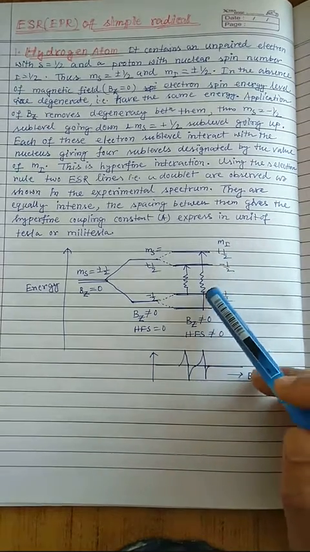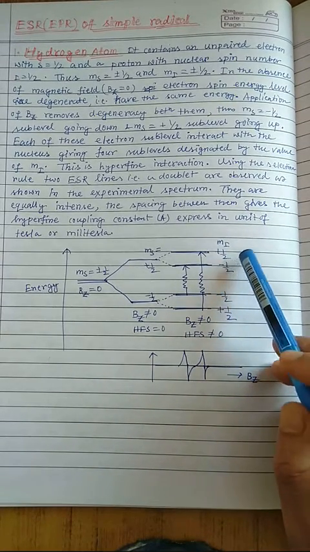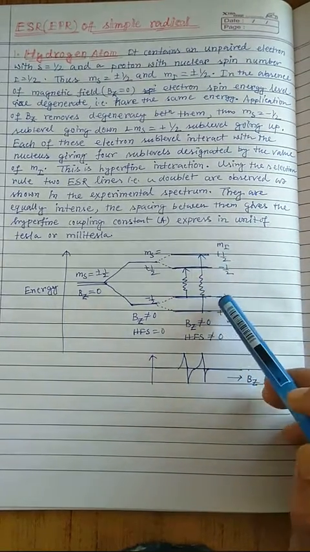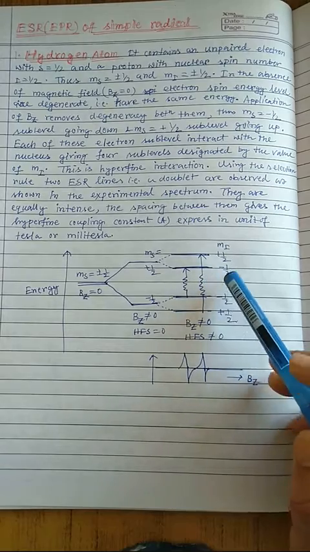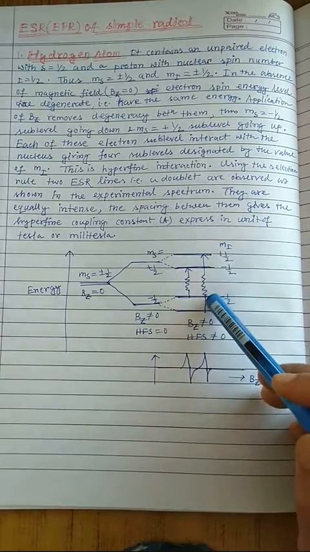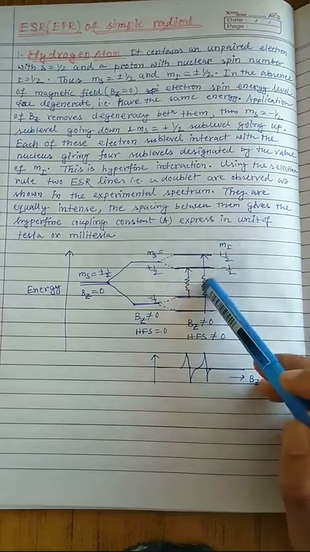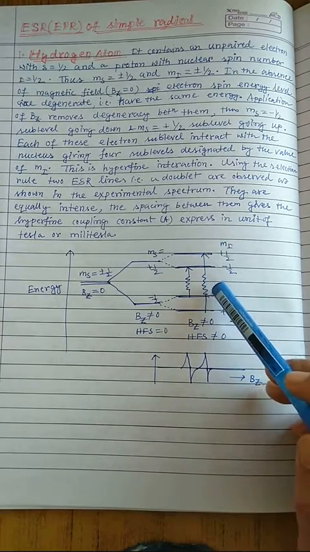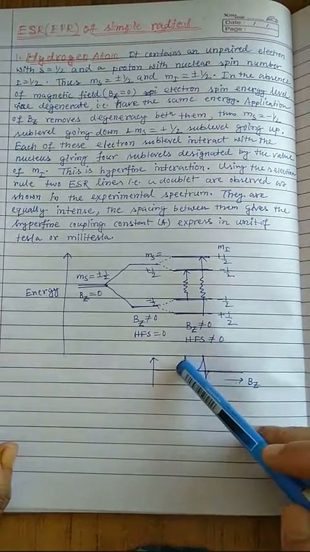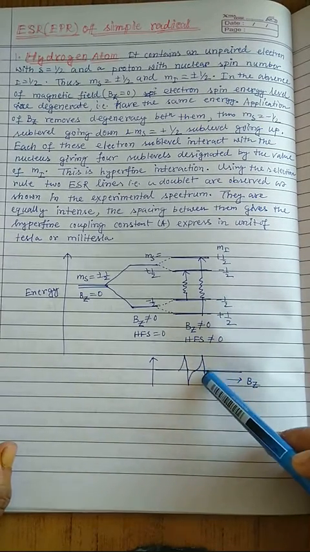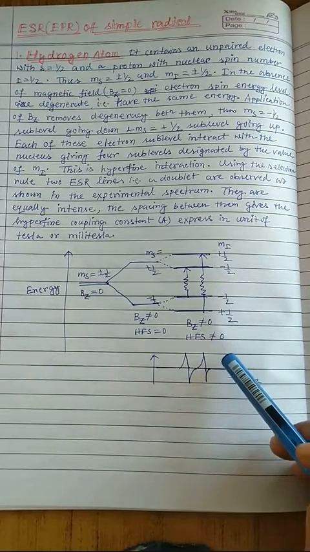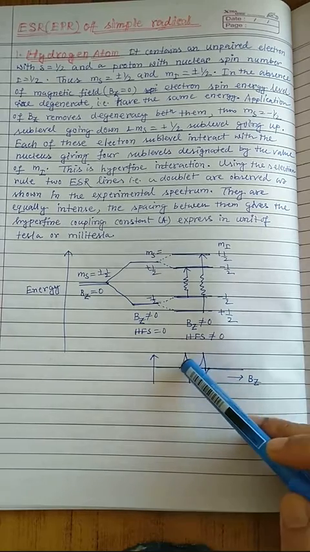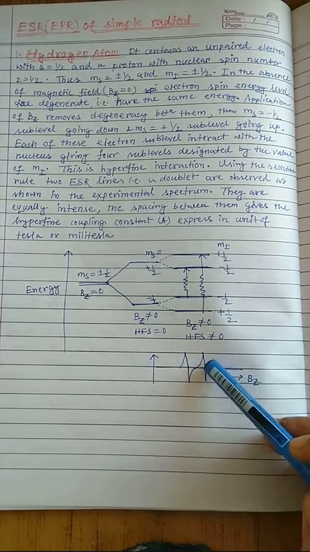Now there are two possible transitions. Keep in mind that delta mi should be 0. So minus half to minus half is one possible transition, and plus half to plus half is another possible transition. Though it looks like the lengths of these energy gaps are different, that is not the case, and they appear as equally intense peaks. So this is the representative ESR spectrum, which appears as a derivative plot. This is for one transition and this is for the other, and these are the peak points for the two transitions.